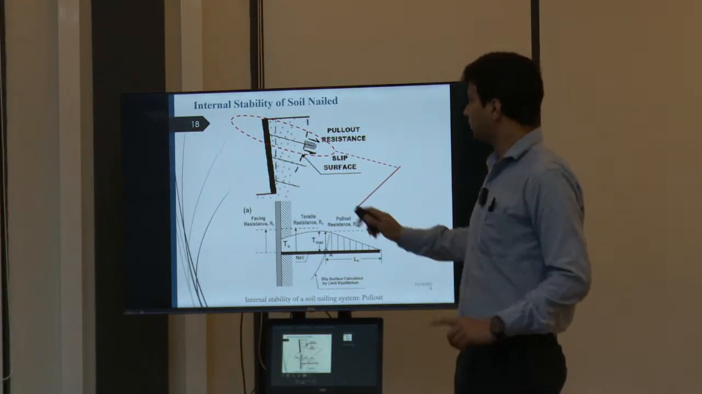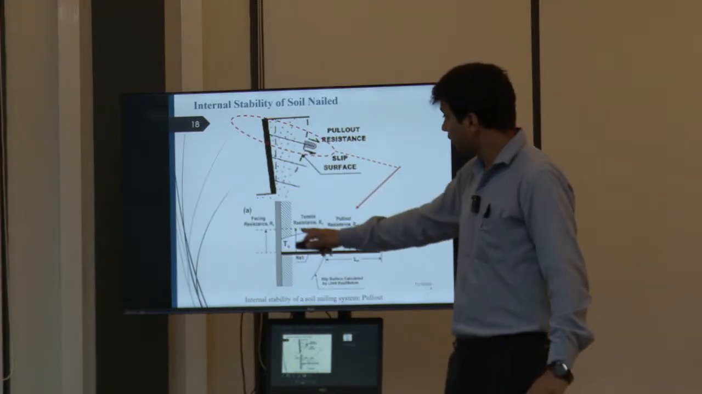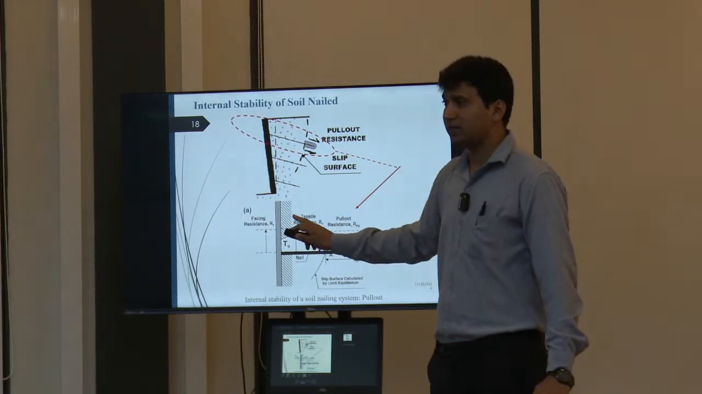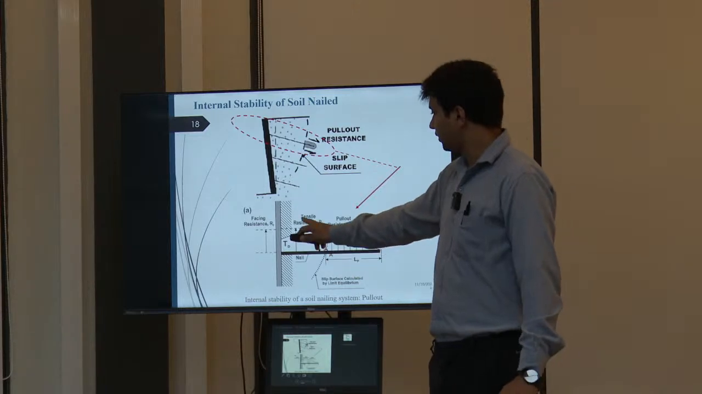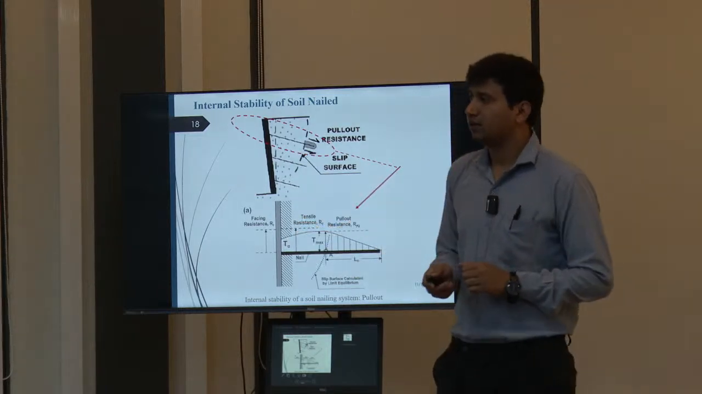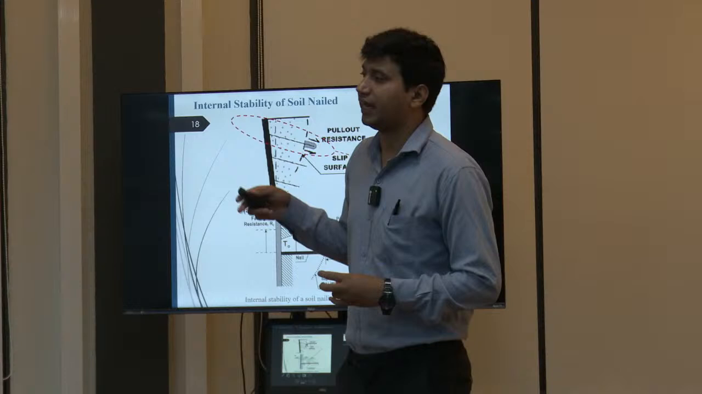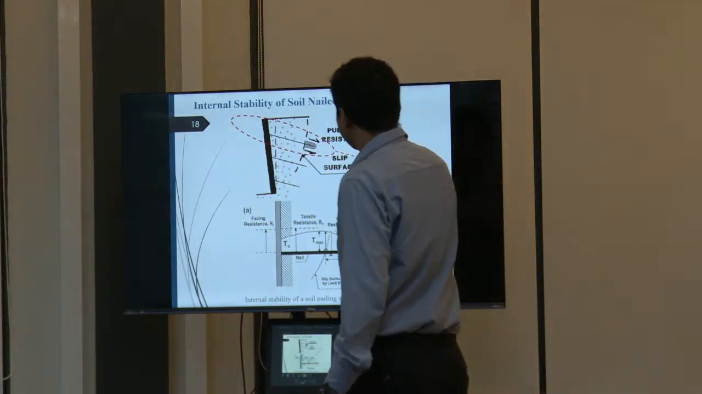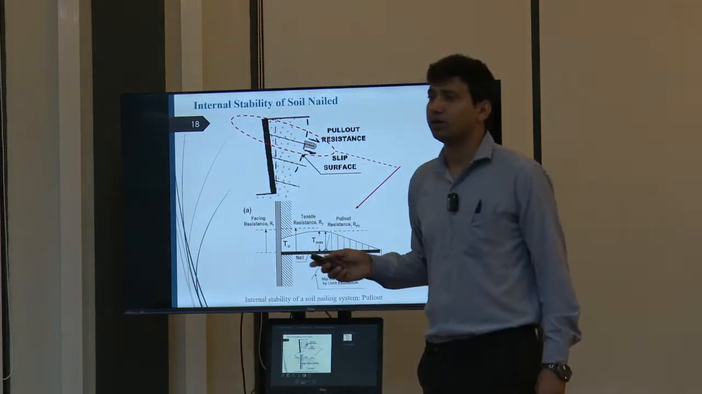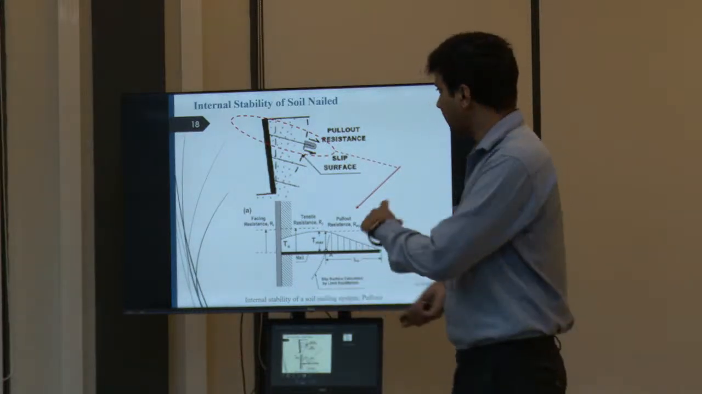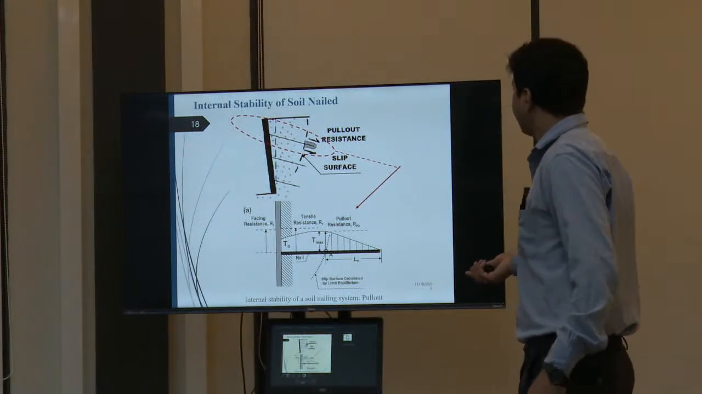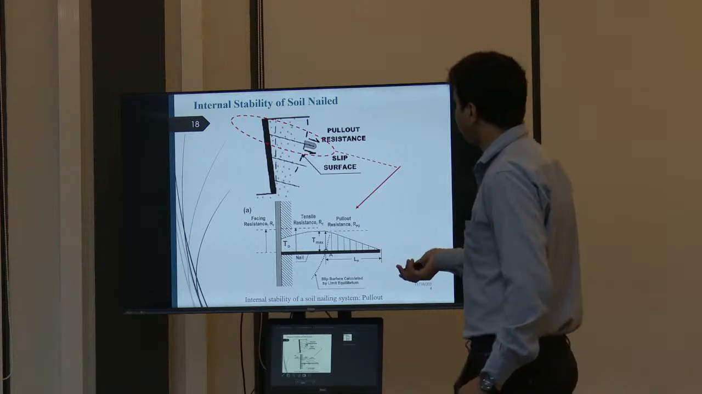You understand? This is very important to understand. If you are using better facing and better material for the tensile resistance, your structure will still fail if the pull out resistance is poor. Understand? That's why it's very important. Now I will discuss what the pull out resistance is.